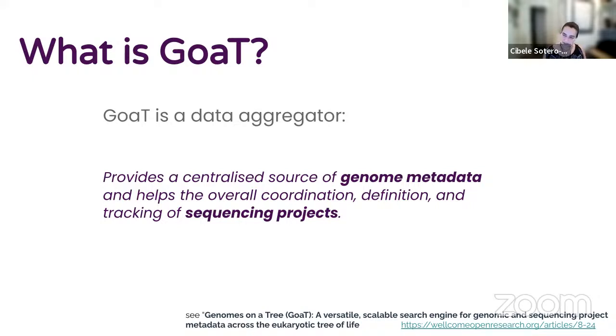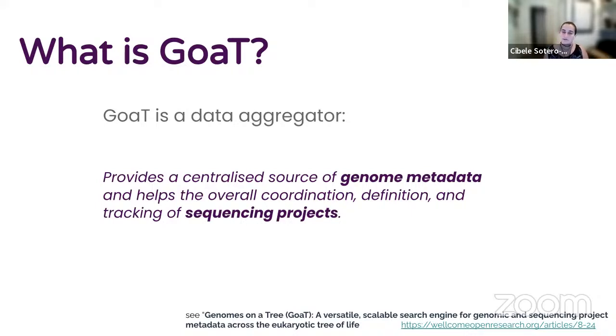Let's start again with what is GoaT. So GoaT is a database, but it's a lot more than that. GoaT is a data aggregator, which means it is not the primary source of the data, but it tries to get information from all of the specialized sources to collate them in a single place. So anything that is relevant for genome sequencing, you should be able to find in GoaT.